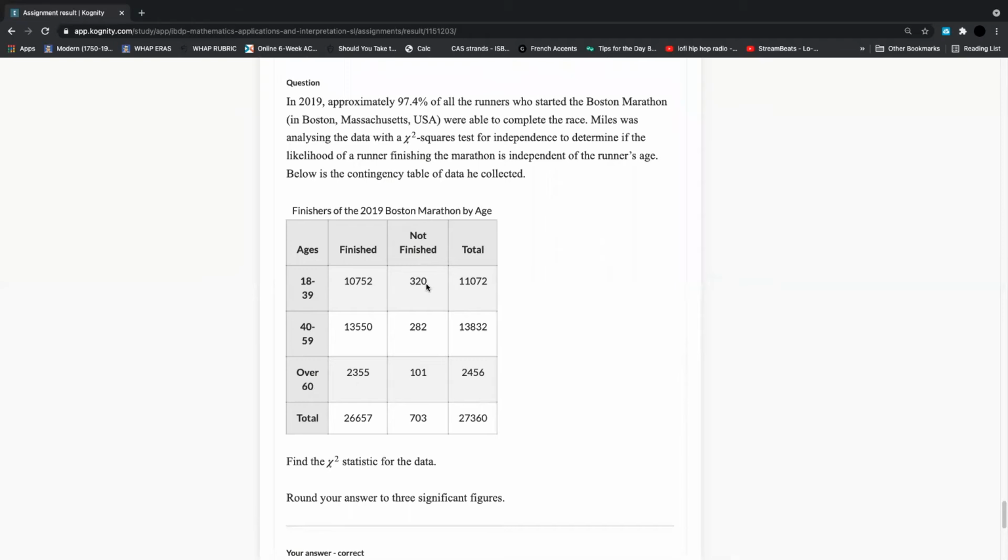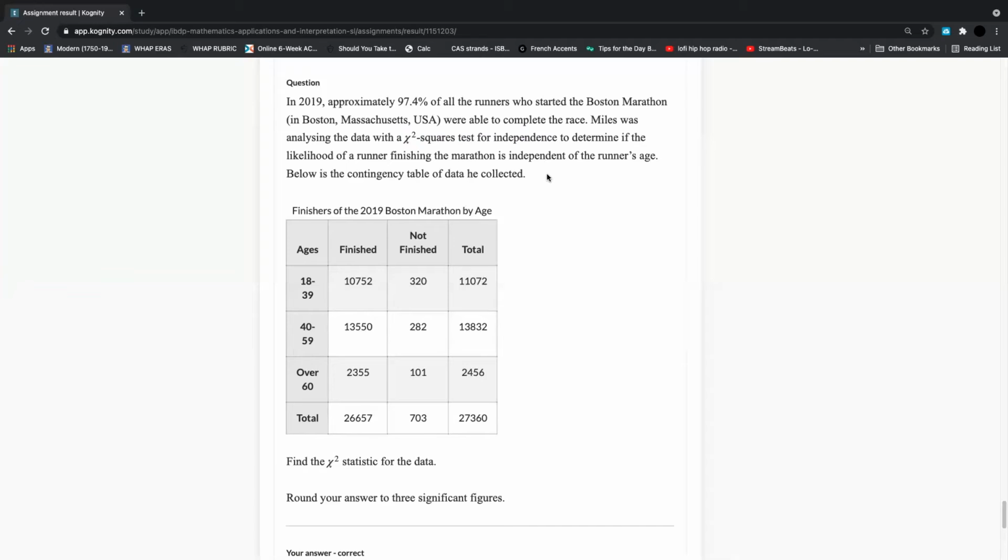Find the Chi-Square statistic for the data. Round your answer to 3 significant figures. This one is actually pretty fun. I like matrices, so I like putting values into the matrix. Since we are working with 2 different variables, we know that this is a Chi-Square, and it's asking for the Chi-Square statistic. We know we're working with a Chi-Square test of independence because it also says right there in the question. So when it mentions that, we know that we have to use matrix.